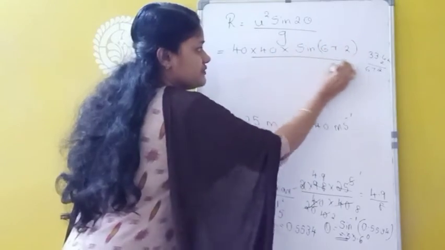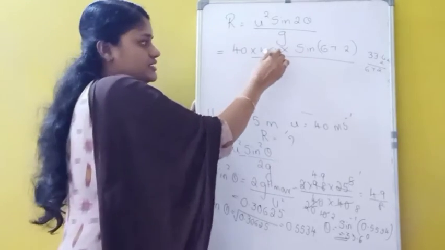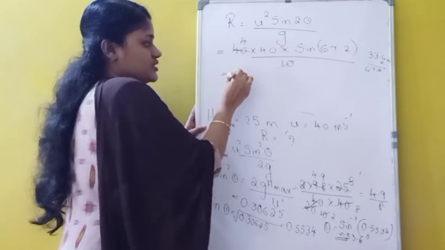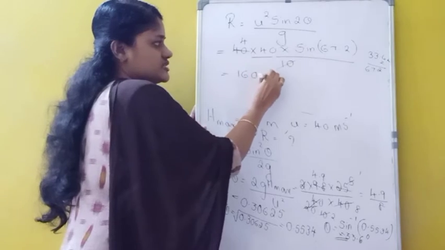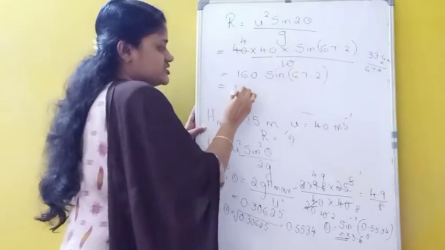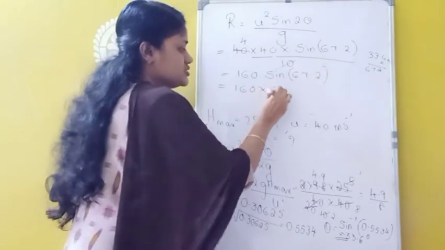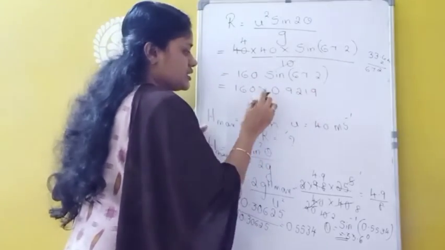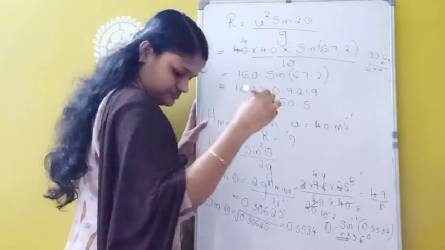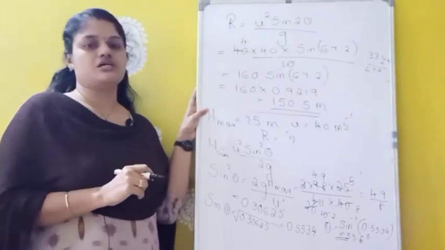67.2, the whole divided by the g value. You can approximate it as 9.8, or for simplification you can write 10 itself. So this one cancels, you will be getting 4 here. So 4 into 4 is 16, so 160 into sine 67.2. When you find it, you will be getting 0.9219. When you multiply, you will be getting nearly 150.5 meter. So this is the maximum horizontal distance covered by this ball.